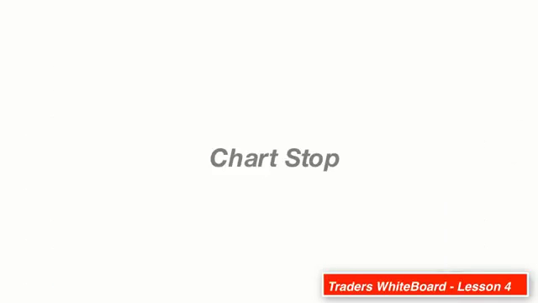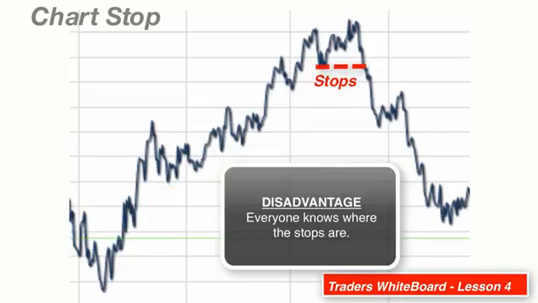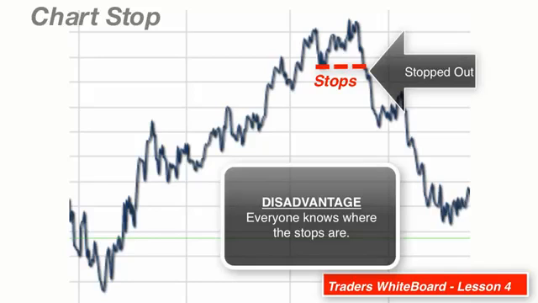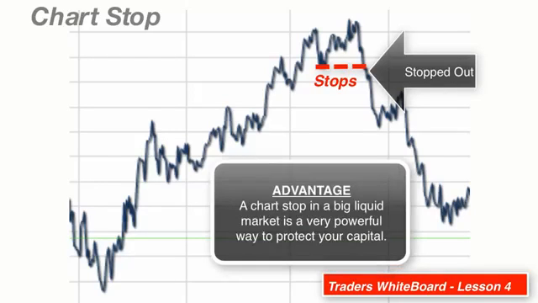Next, let's talk about a chart stop. A chart stop is when you place a stop below a recent reaction low on whatever you are trading. One of the big disadvantages of this is that everyone knows where the stops are, and sometimes in a thin market, professional traders will push the market down to hit the stops. A chart stop in a big liquid market is a very powerful way to protect your capital, as it takes a lot of energy to push a market below a significant chart point.